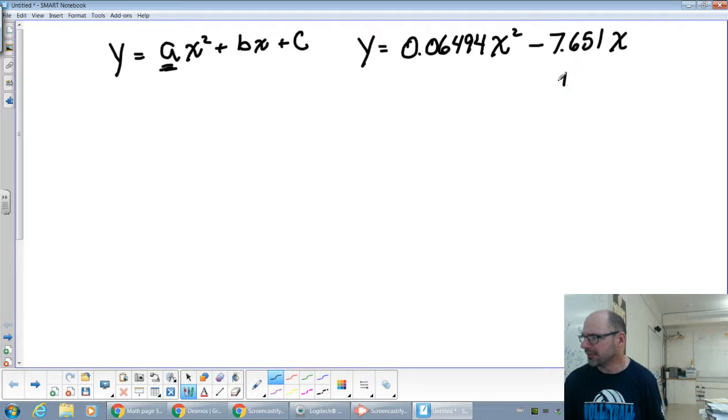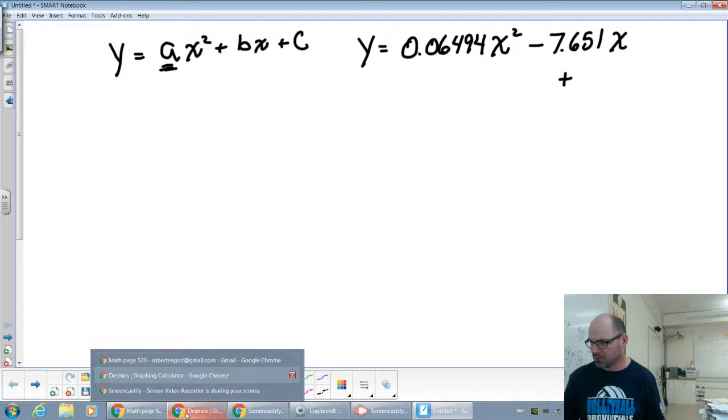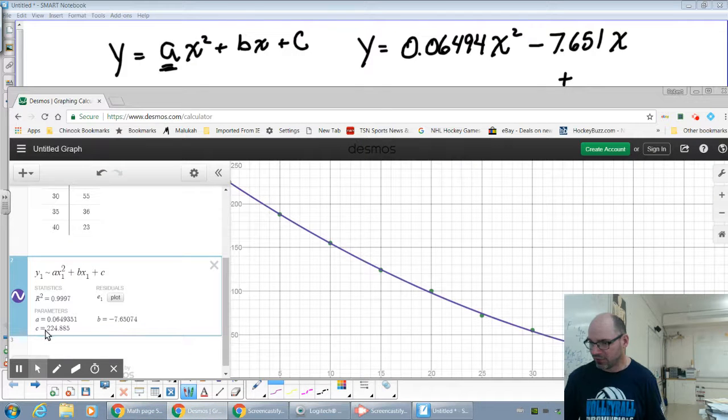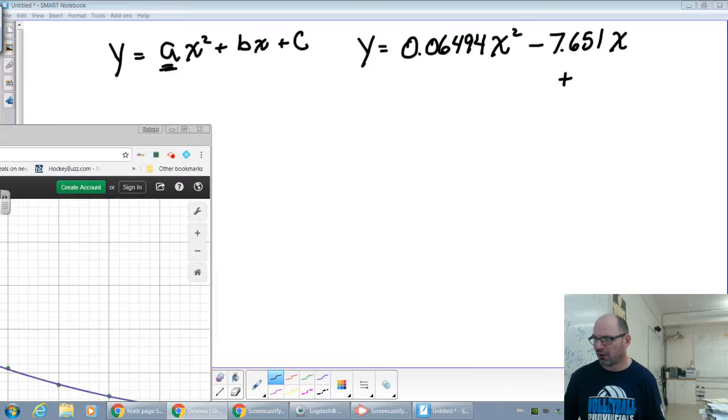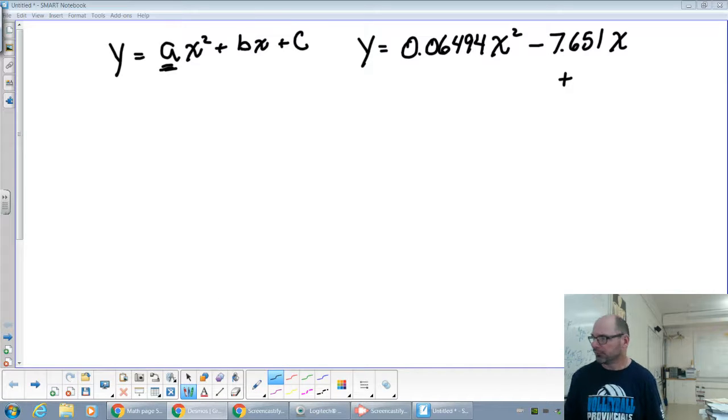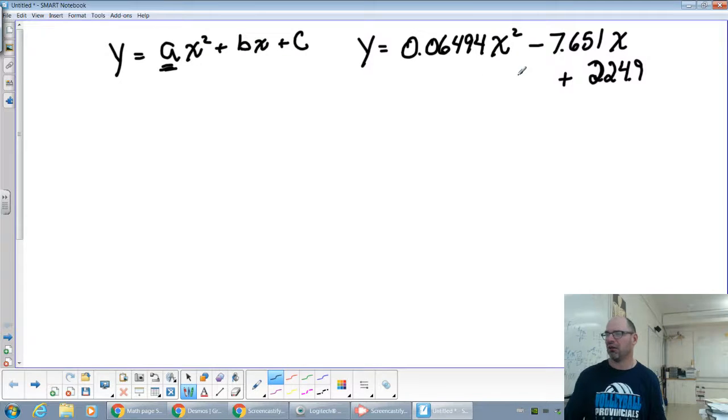Okay, plus C. Now we have to go look up C. What was C? Okay, C is 224.8 or 224.9. Okay, so we'll move this over out of our way. So 224.9, basically 225. So that's our equation of quadratic regression using the quadratic formula. Okay, so that's what they asked us to do in B.